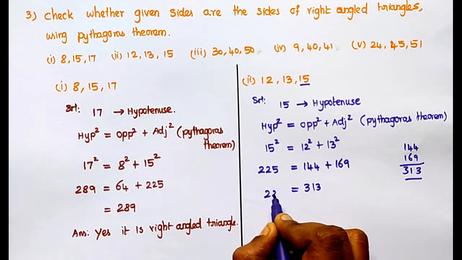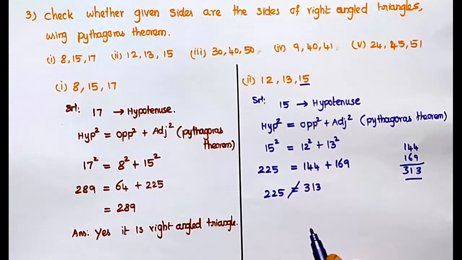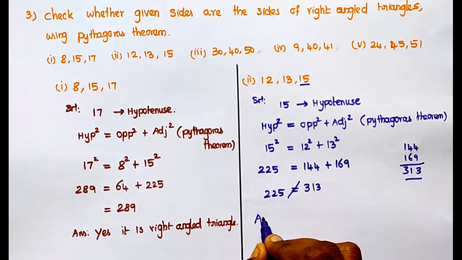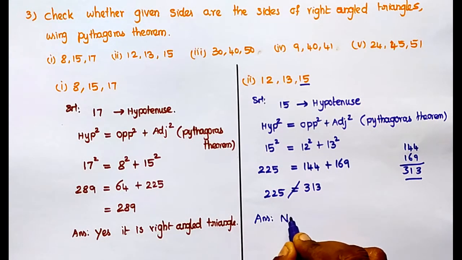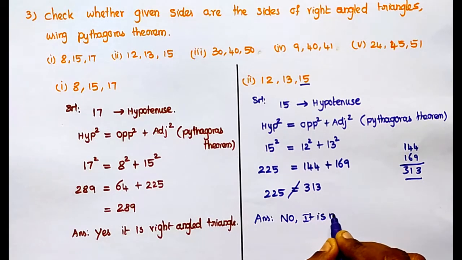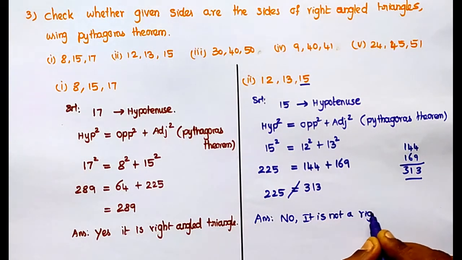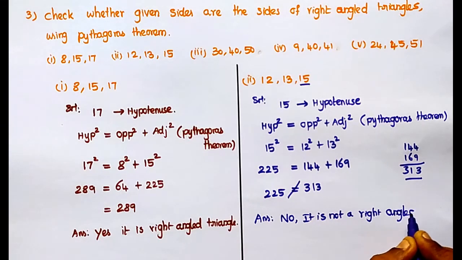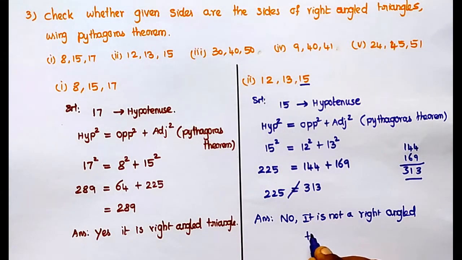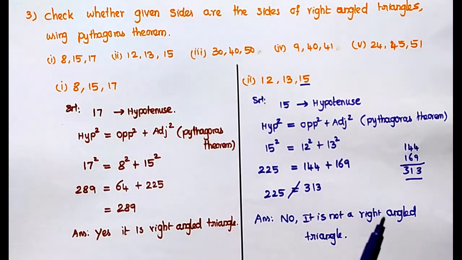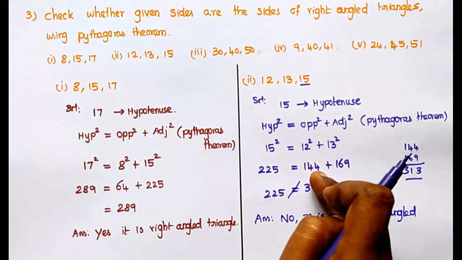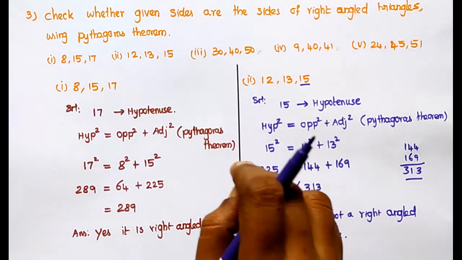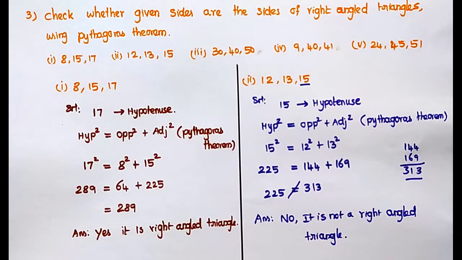So that is not equal to 225. So it is not a right angled triangle. The next three sums are also like this only, so you can follow the same procedure and get the result. You should answer these next three sums.